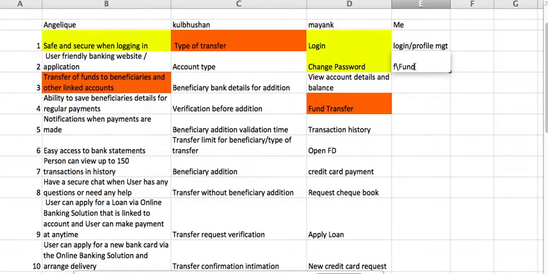Okay, so this is your fund. Sorry, my key is not working, just bear with me. Fund transfer, so it is taken care of, right?